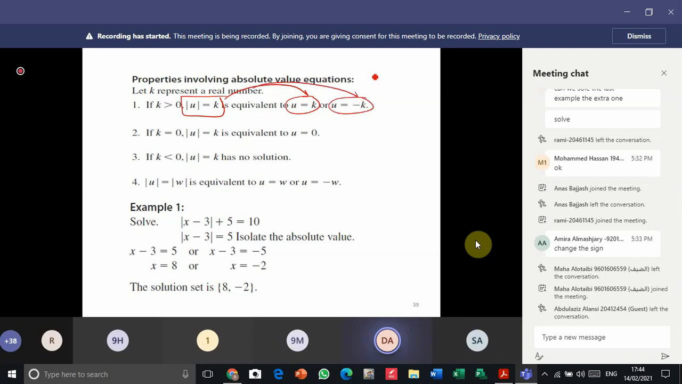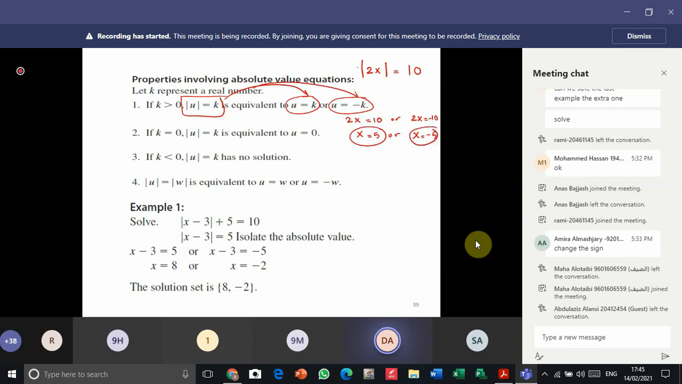For example, about this, absolute value of 2x equal 10. We can remove the absolute value around the 2x, but we must put 2x equal 10 or 2x equal negative 10. Put it together, 2x equal 10 or 2x equal negative 10. By dividing by 2, we have x equal 5 or x equal negative 5. So we have two solutions.